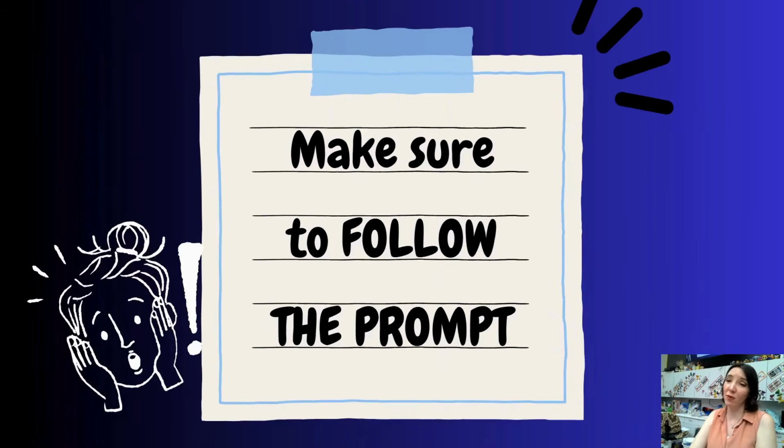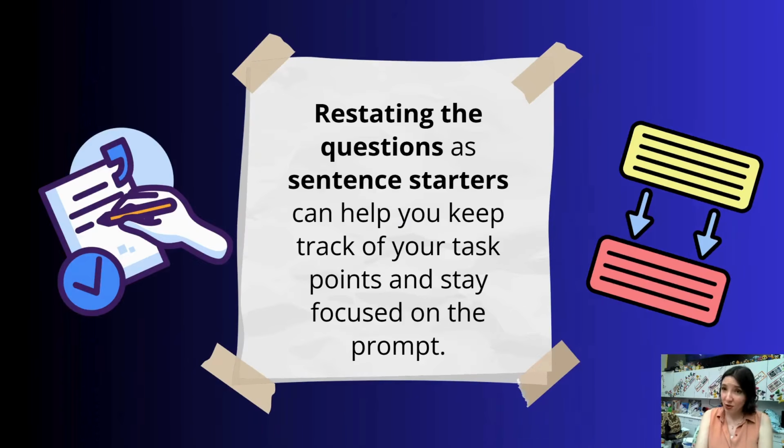So as always, make sure that you read and follow the prompt. The prompt is the task points. Don't make up your own prompt. Write about what it asks you to write about. And to make sure that you are doing that, it is best, especially if you're struggling as a writer, to restate the questions as sentence starters. That helps you keep track of your points, and it helps you stay focused on the prompt. That's especially important in the contextual because it asks for such different things.